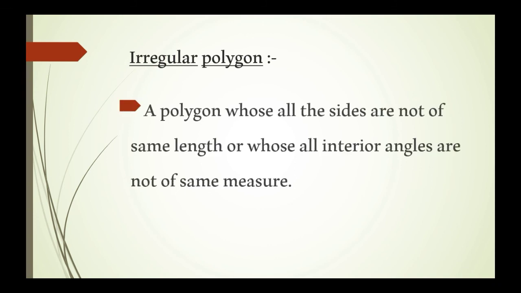Next, irregular polygon. A polygon whose sides are not all of the same length, or whose interior angles are not all of the same measure, is an irregular polygon. A regular polygon should have all sides equal, be convex, and have all interior angles the same. But when it comes to an irregular polygon, it's the exact opposite. All sides need not be of the same length, it may or may not be. Interior angles also will not be the same.